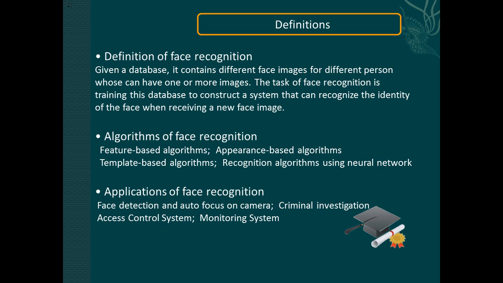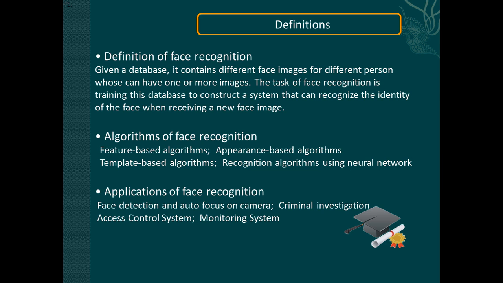Now let's look at the definition. What is face recognition? Face recognition is that given a database, it contains different face images, which may be a large amount, and different persons can have only one or more images. So the task of face recognition is to train on this database to construct a system that can recognize the identity of the face when you input a new face image to the system. So the system can identify your identity, and it can be used for authentication.